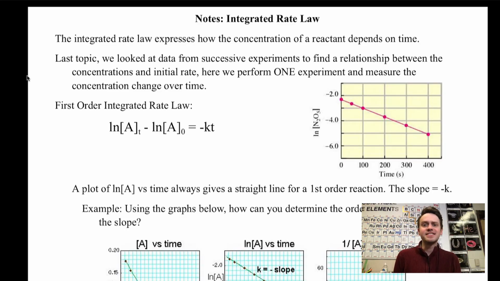Hello, AP Chemists. So we've already talked about how to find a rate law using initial rate data, where you're given multiple experiments, their initial rates and the initial concentrations, and you're able to find a rate law using that data. That's great. But there's a lot of times when we're talking about rate that we also want to think about the relationship between a concentration of a reactant and time.